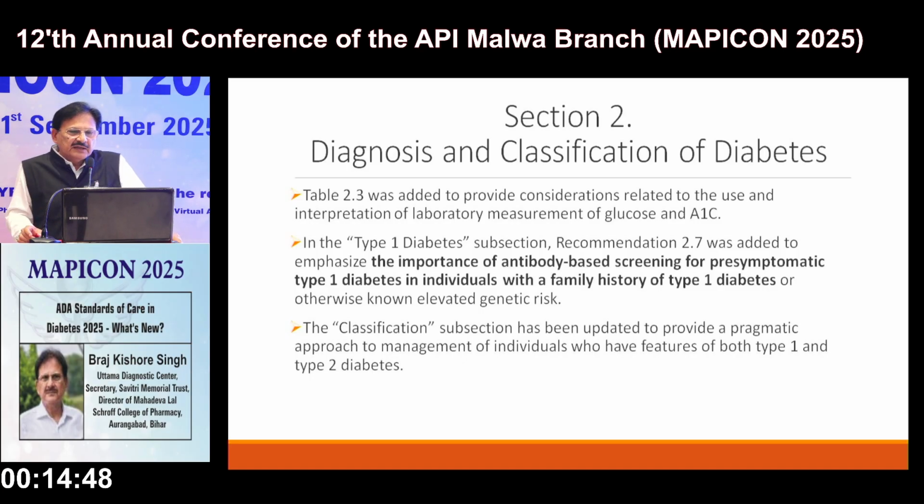The second recommendation is the importance of antibody-based screening for pre-symptomatic type 1 diabetes in individuals with a family history of type 1. You all know there are 3 stages of type 1 diabetes mellitus. Non-symptomatic individuals should be screened if they have a family history of type 1 diabetes or otherwise known elevated genetic risk. Why this test is important, I will say in the next slide. And the classification subsection provides a pragmatic approach to the management of individuals who have features of both type 1 and type 2 diabetes.